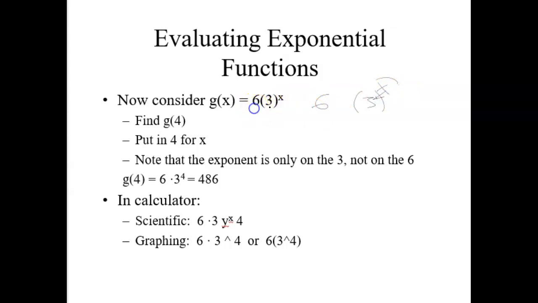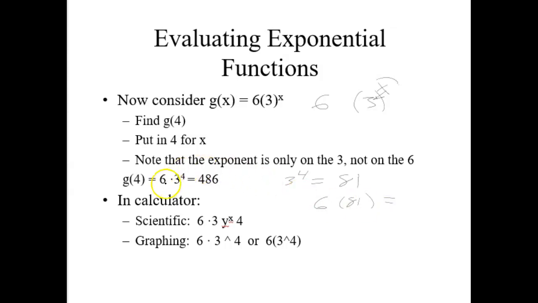If you made this 18 to the x, which I'm not even going to write down because then you'll do it, you're now raising the 6 to the x power too, and that's not what happens. If I need to find g of 4 for this, I do 6 times 3 to the 4th. And by the rules of exponents, you do the 3 to the 4th first, and that's 81. And then you do 6 times 81. That's how you would do this manually.